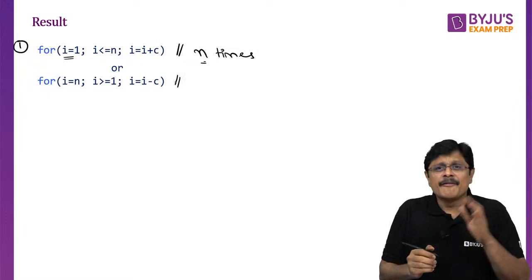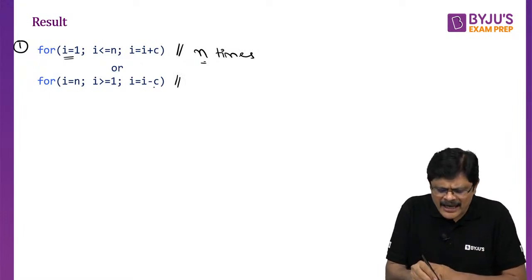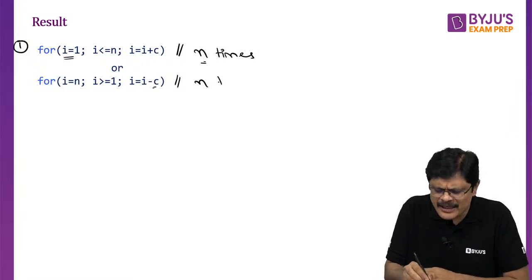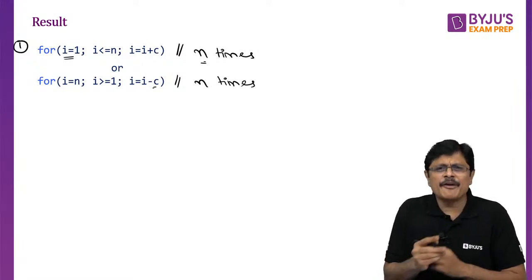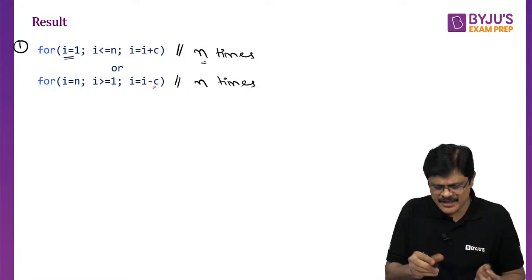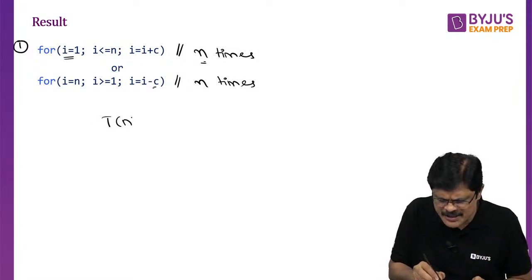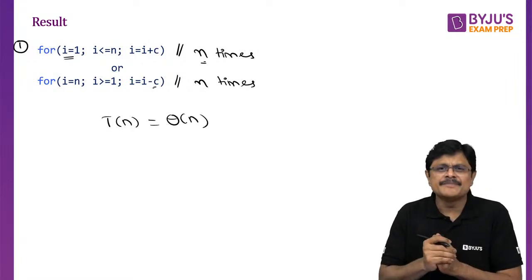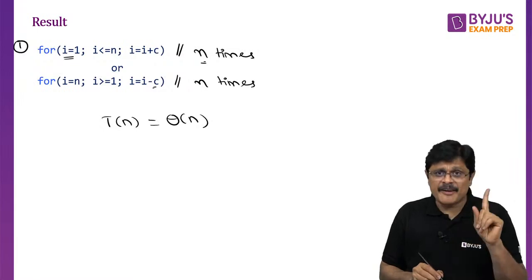Even if you go from n down to 1 and every time subtract a constant value, in this case also we can take it as n times. So whenever you have this particular for loop which contributes the highest, the time complexity is simply theta n. Am I clear? That is the first rule.